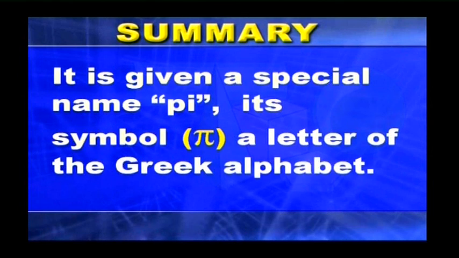Next, pi is given a special name, P and I there, and its symbol as shown there in yellow. That symbol is a letter of the Greek alphabet. So the word pi is sometimes written as a symbol, which is in yellow, and that symbol is a letter of the Greek alphabet.